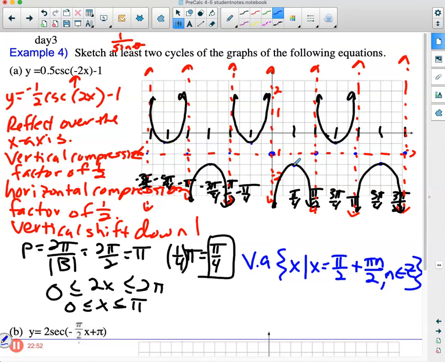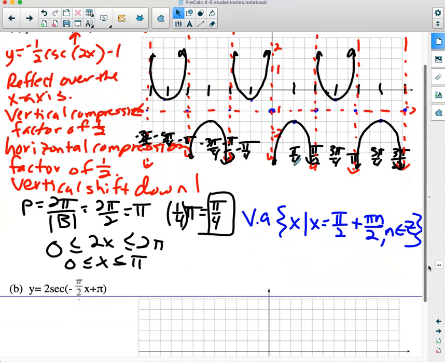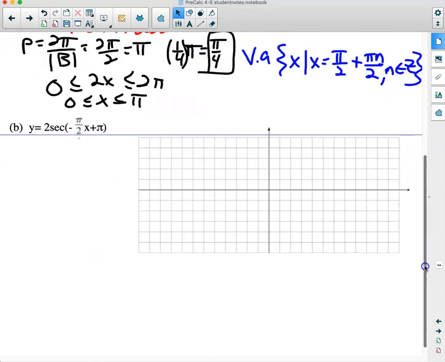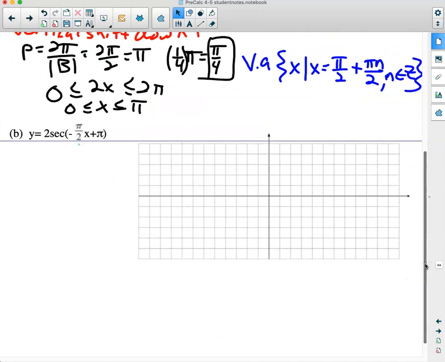I know so far we were just looking at them, and we had our basic analysis for cosecant and secant graphs, but that's a skill. So we should put that, at least let's do these two, where we're talking about how you write your own vertical asymptotes. Alrighty, looking at B.